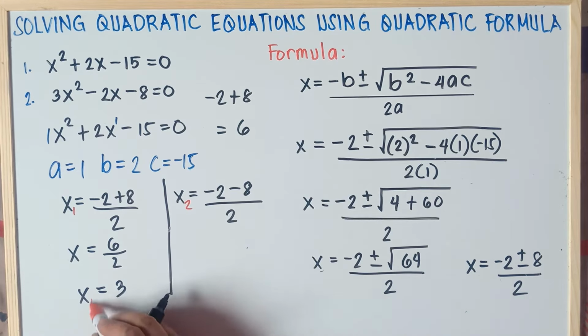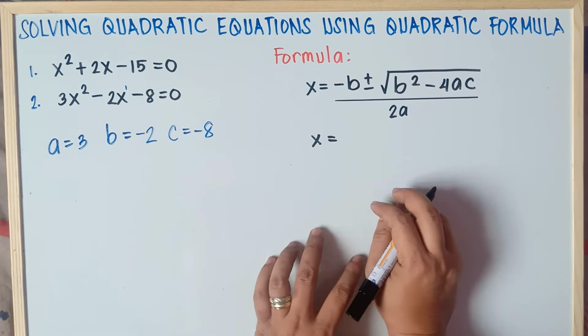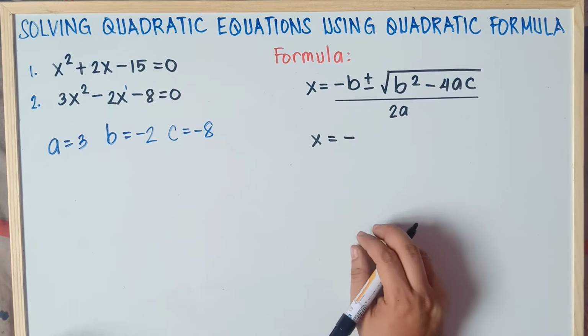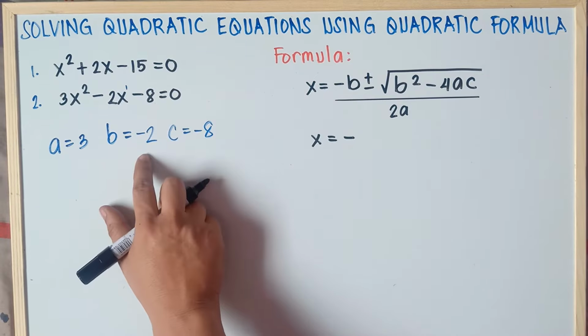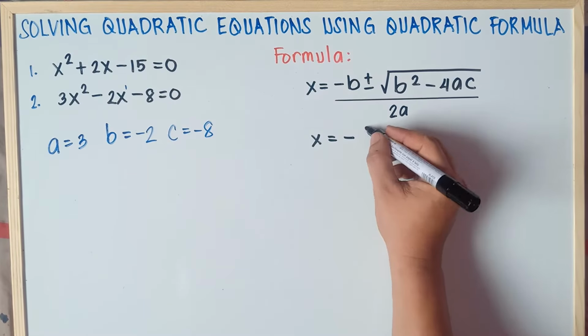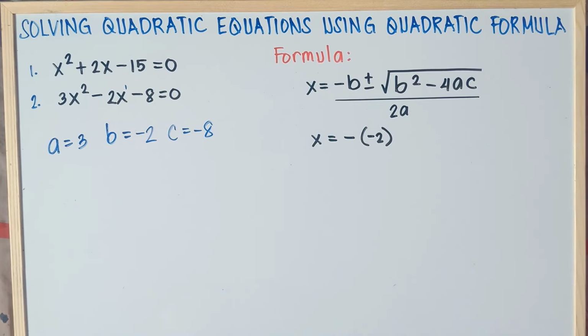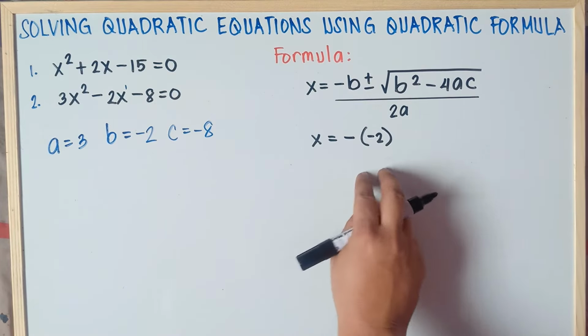Once you get the value of A, B, and C, you plug these values, class, in this given formula. Alright, so this will be x equals, copy the negative sign. Now the value of your B, class, is negative 2. We need to put parentheses, then negative 2. Now you'll be asking questions, sir, why is that? Why do we have two negatives?